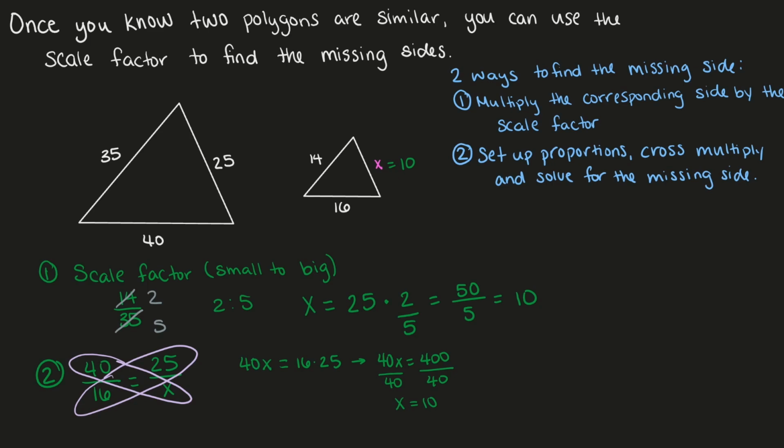So again, it's the same thing that we got when we used our scale factor, and we confirm that this is 10. So when you are using similar polygons to find a missing side, either method works. You can either use a scale factor or use proportions. I'll show you a mix of both as we go through some examples, but you can always use whichever method you are more comfortable with.